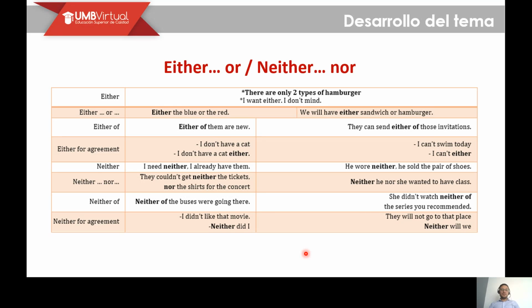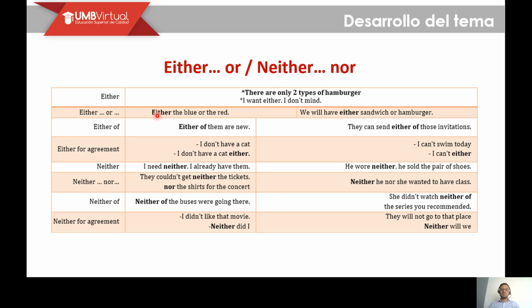Then we have either or and neither nor. For either, there is the first one that we have in here. Either, there are only two types of hamburger. I want either, I don't mind. We use it to express that we choose any of them, yeah? Number one is okay, number two is okay too. So I want either. Either or, either the blue or the red. Cualquiera. Entonces aquí, yo quiero cualquiera, no me importa.